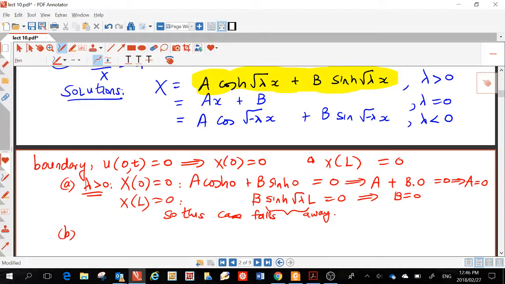Right, now let's go to B. Let's take the case lambda equal to 0. Yeah, L can't be 0 because there has to be some rod. You're saying the other possibility to make sinh be 0 is to have L being 0. But if L is 0, then you have no rod, and there's no problem to solve. So we can't have that. So then B has to be 0. So it turns out that the first option dies.